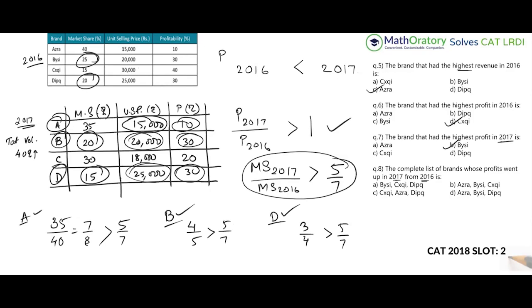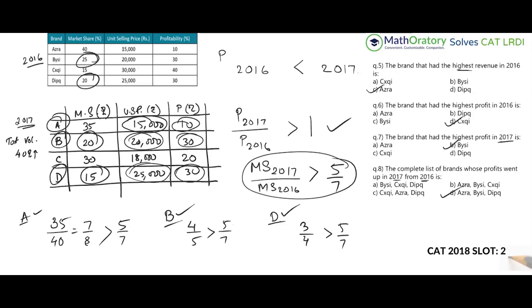Now, the reason I checked A, B, D is because this is easy to check. If I had to check C, I had to compare each of these three parameters: market share into the unit selling price into the profitability. I had to multiply each of these fractions and then compare with 5/7. But if you look at the options, my target was this way. When I looked at the options, I found that each of the options has only three brands, right? So in my mind, I knew that if A, B, D works out, fantastic, I get the answer.